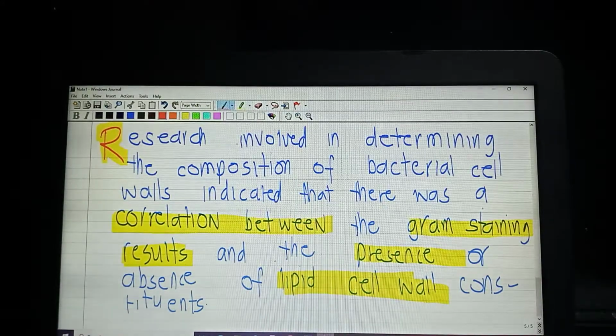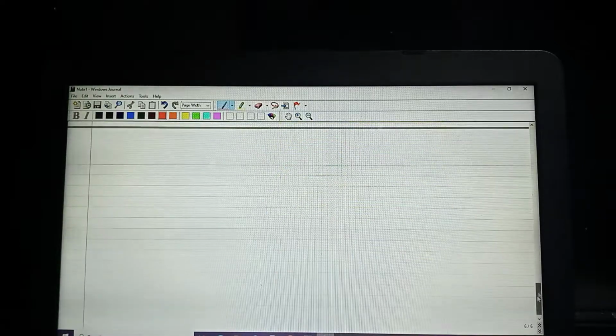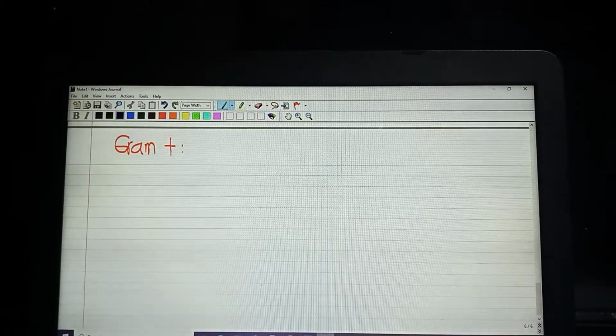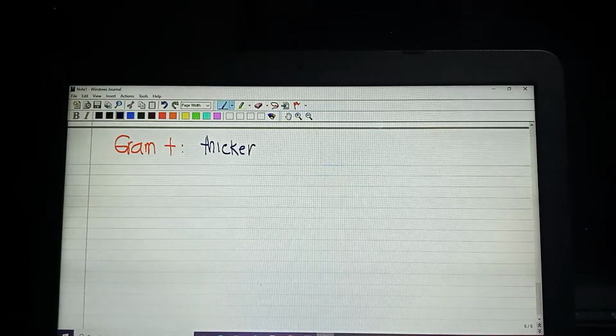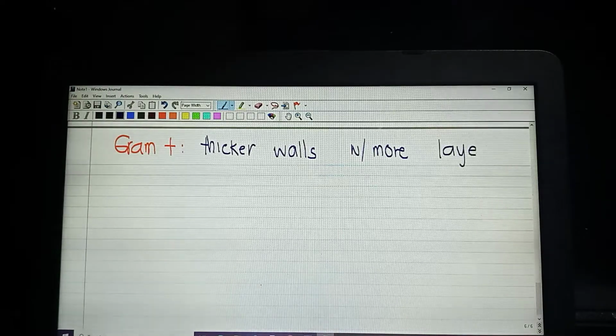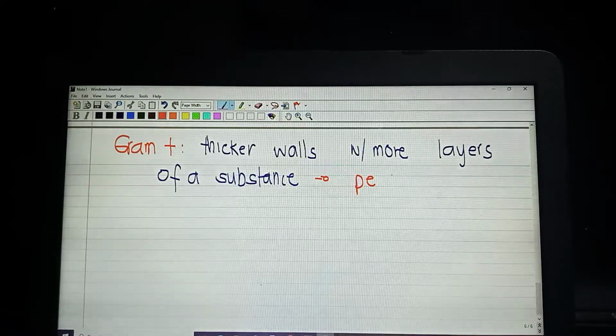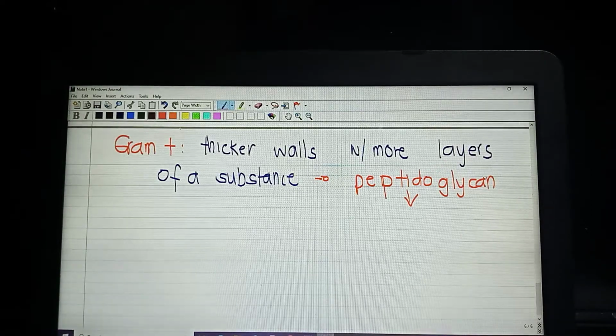Sulat natin yan, class. Gram positive, ano ba yung mga characteristic niya? Why do they retain the initial stain, which is your crystal violet? Your gram positive, class, they have thicker walls with more layers of a substance called, anong tawag natin dito, class, which is your complex carbohydrate, peptidoglycan. Your peptidoglycan, class, is a complex carbohydrate.